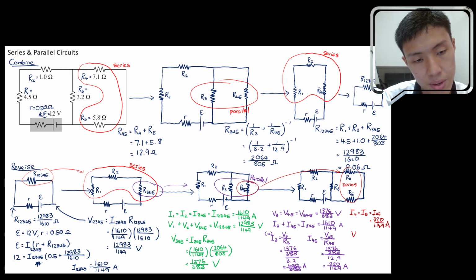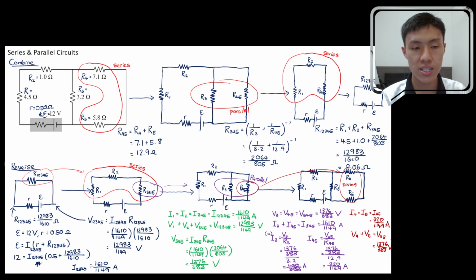Whereas V will need to be added on. So V4 plus V5 will be equals to V45, in which the value we have from earlier. V45 is 1376 divided by 383. Okay, so we already calculated until this point.